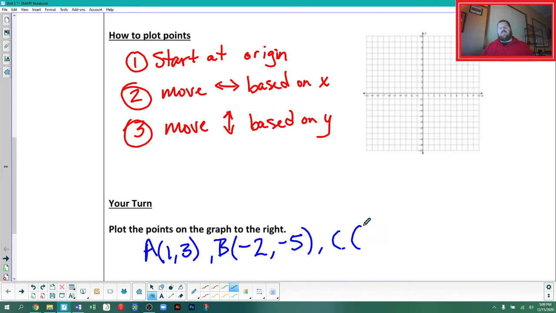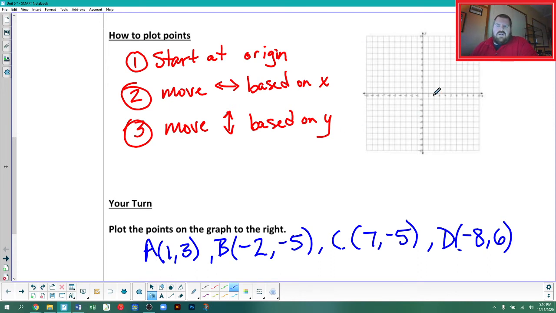We'll do 4 of them, A, B, C, and D. Let's go 7, -5, and -8, and 6. So go ahead and pause the video and plot points A, B, C, and D.